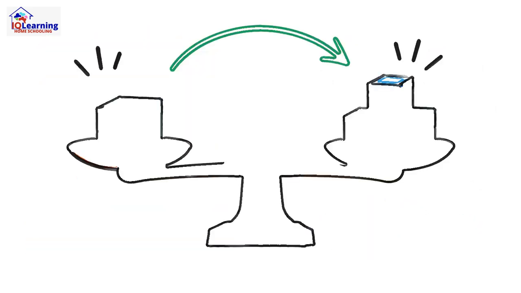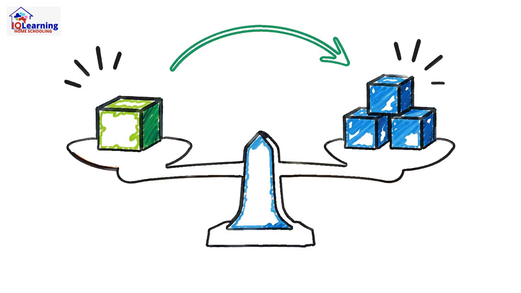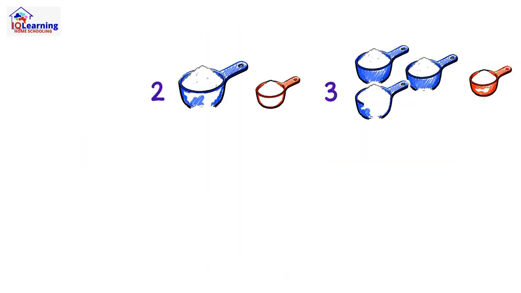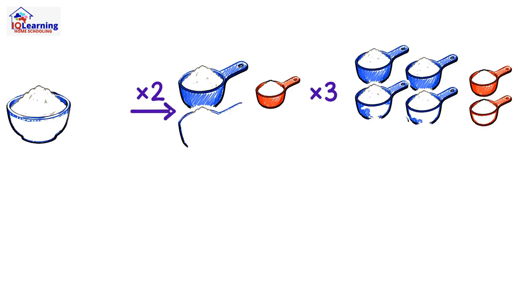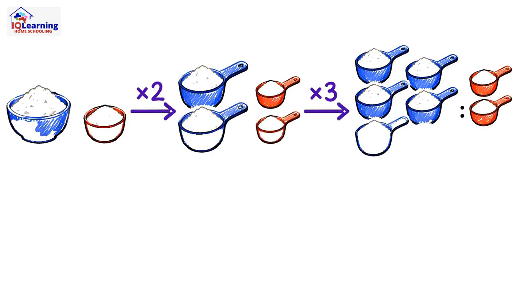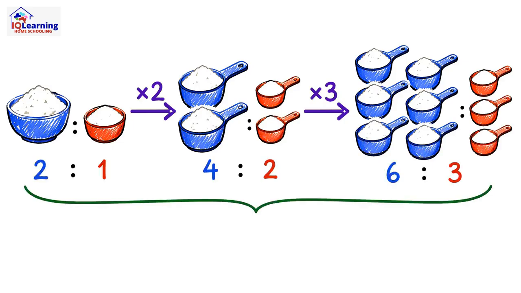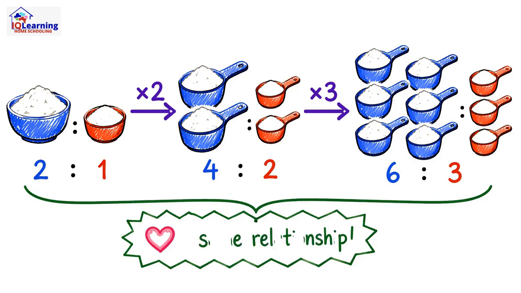Think of a ratio as a balance scale. The golden rule is, whatever you do to one side, you must do to the other. If a recipe needs a 2-to-1 ratio of flour to sugar, and you double it, you need 4-to-2. Triple it, 6-to-3. The relationship, twice as much flour, never changes. These are called equivalent ratios.